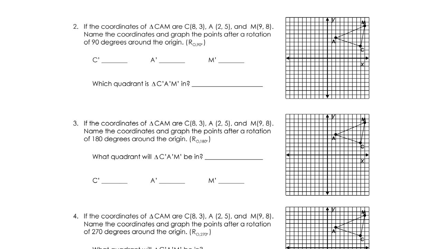Okay, so number 2, on our notes on the back, it says if the coordinates of triangle CAM are C at 8, 3, A at 2, 5, and M at 9, 8, name the coordinates and graph the points after rotation of 90 degrees around the origin.